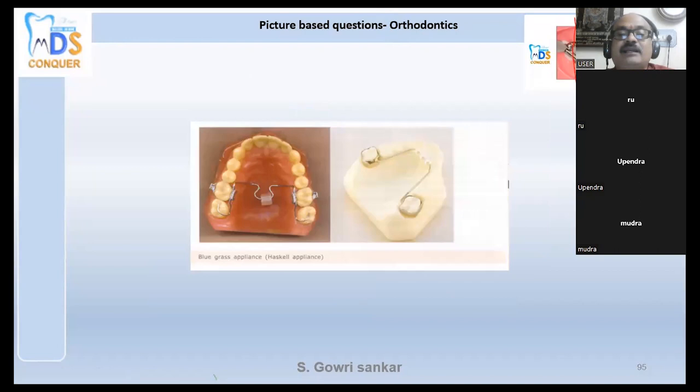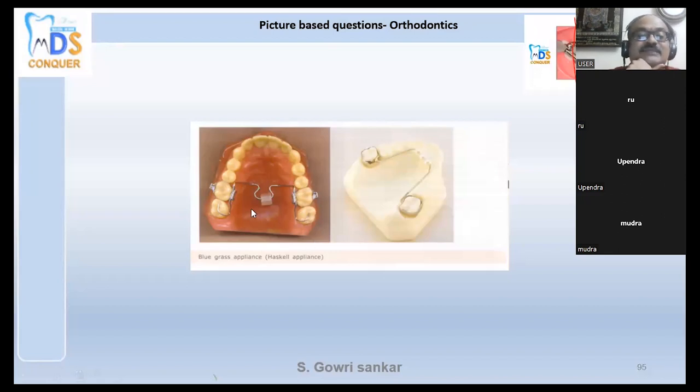What is this? Another favorable question in pedo or in ortho you may get. So why is it used? It is a bluegrass appliance. Who has given this? I put the answer also there if you notice it. It is called the Haskell appliance.